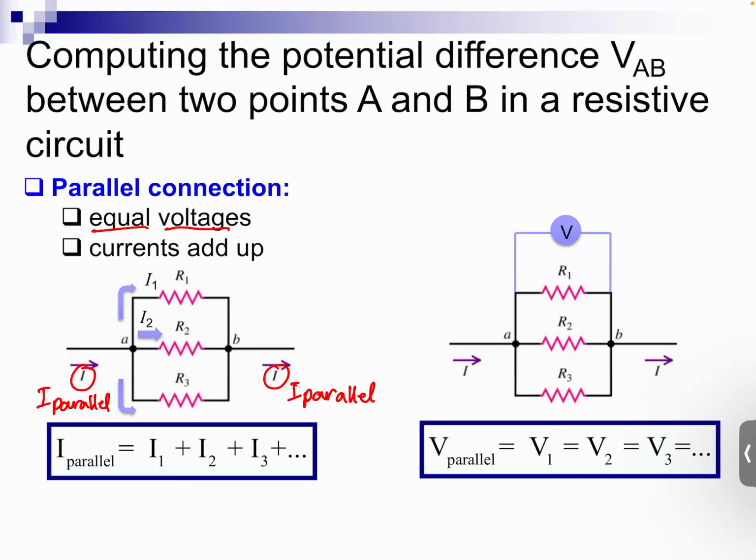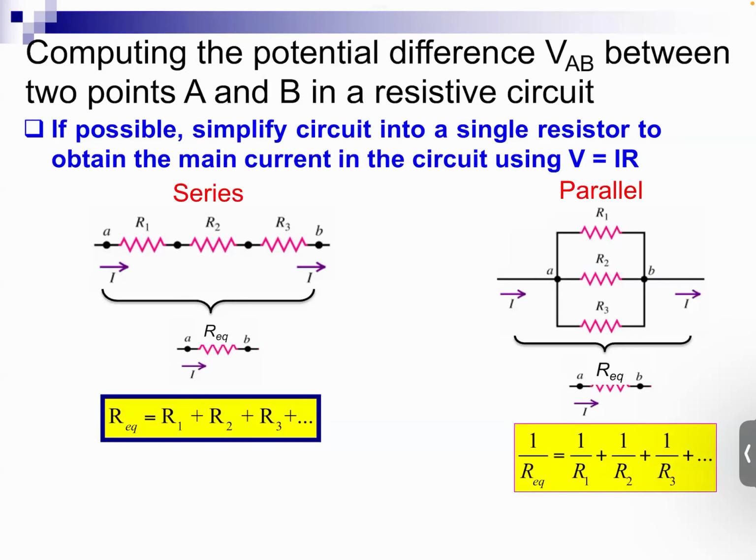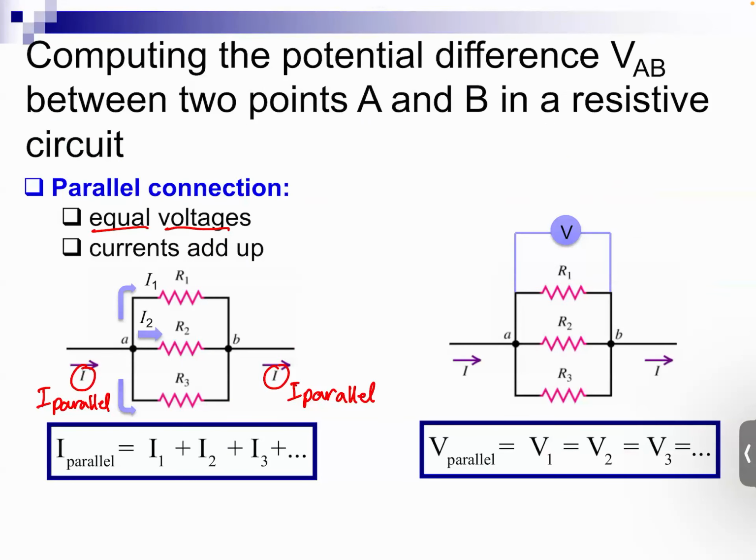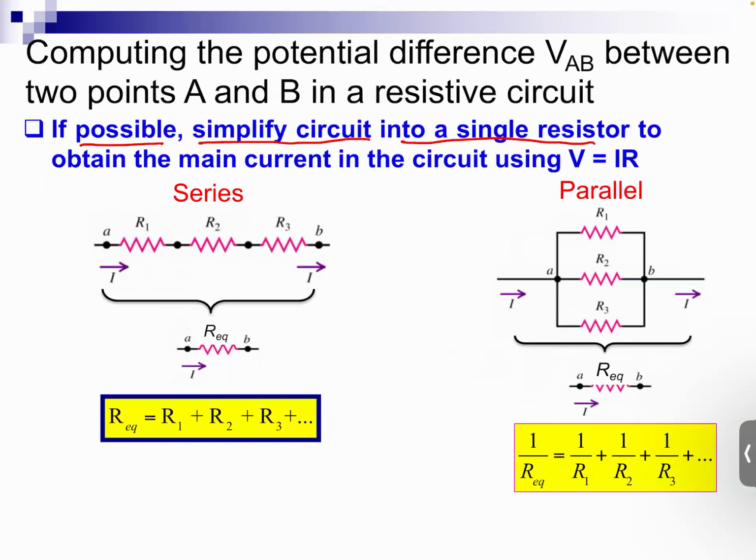And of course, there's the fact that we can reduce resistors into a single resistor. If you're trying to find voltages and currents, the first step, if it's possible, is to simplify the circuit into a single resistor. That's why we first learned how to simplify connections of resistors into a single resistor, because that's the first step that you need to do. And then you apply these concepts for parallel and series connections after simplifying your circuit.